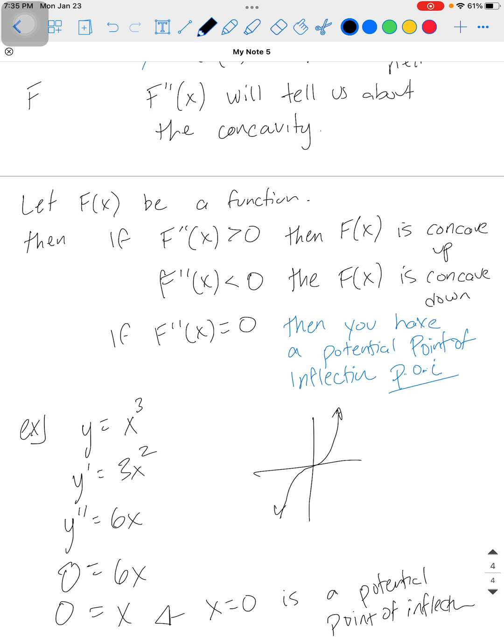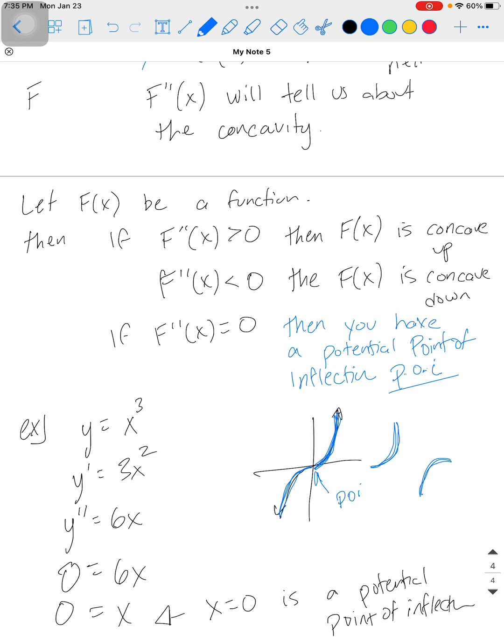And because we know the graph, we can verify it. This right here is concave down. And this right here is concave up, the curvature. Again, curve, concave up, concave down. So right there at the origin is a point of inflection. We verified it essentially with the graph.